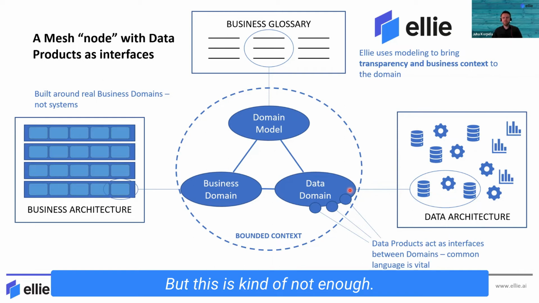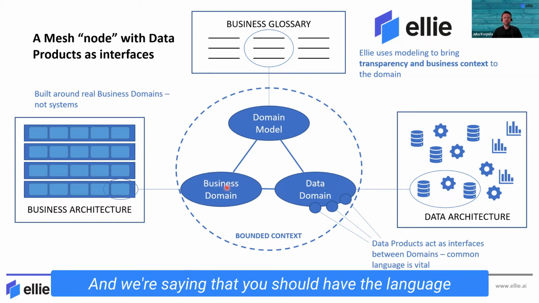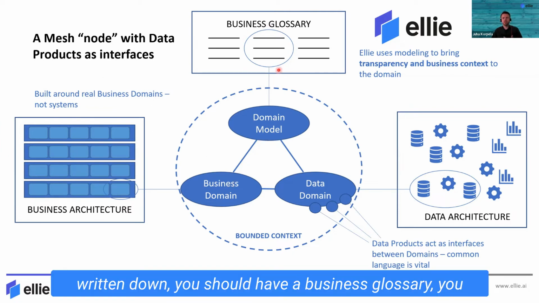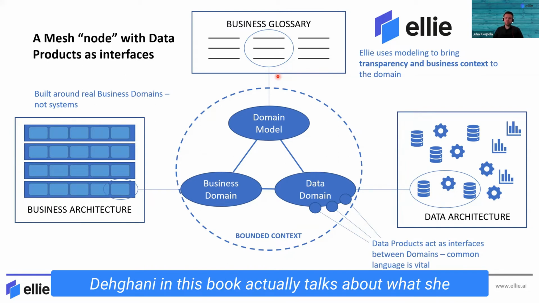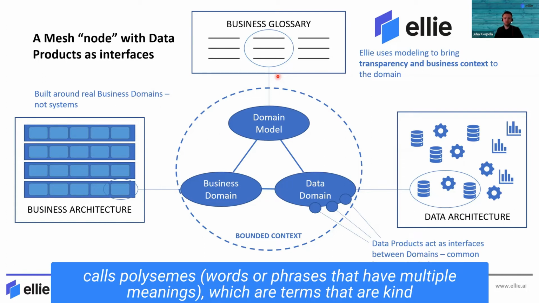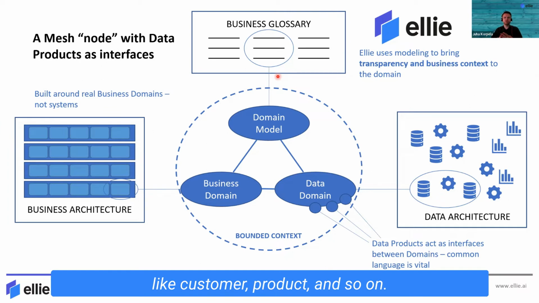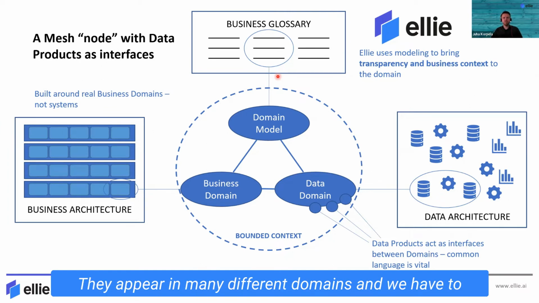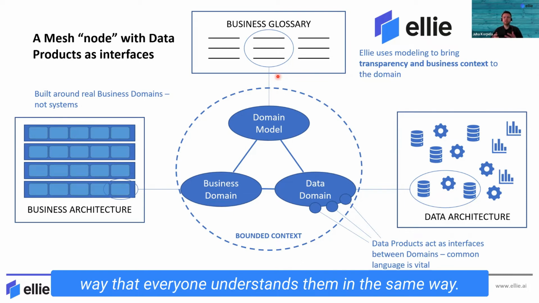But this is kind of not enough. We need to also understand the language and the content of that data domain about that business domain. And we're saying that you should have the language written down. You should have a business glossary. You should have understanding of the core terms. Dehghani in this book actually talks about what she calls polysemes, which are terms that are kind of used within a domain, but also between domains, like customer, product, and so on. They appear in many different domains, and we have to ensure that we are talking about these polysemes in a way that everyone understands them in the same way.